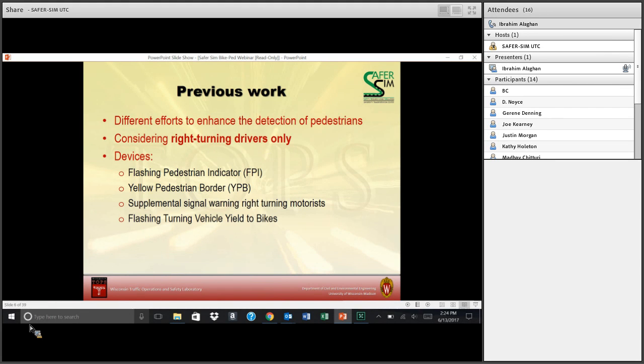So, previous work. There have been different efforts to enhance detection of pedestrians, especially at intersections. But most of these works considered right-turning drivers only. These devices include the flashing pedestrian indicator, the yellow pedestrian border, the supplemental signal warning right-turning motorists, and flashing turning vehicles leading to bikes. I will talk about them next.